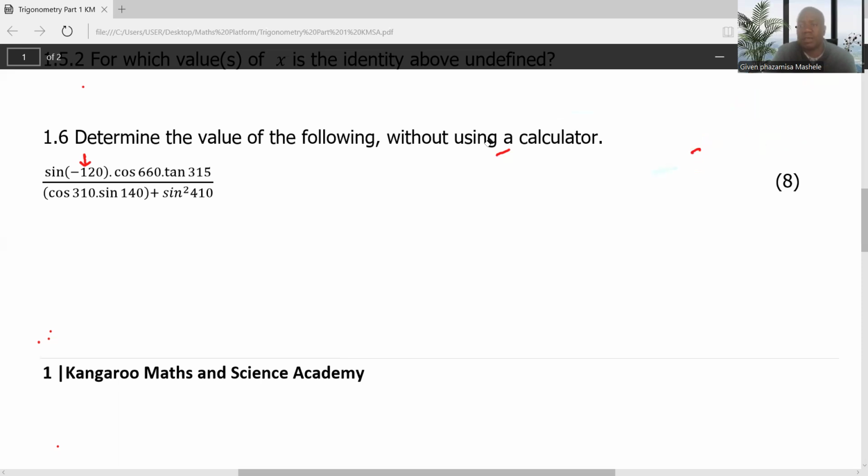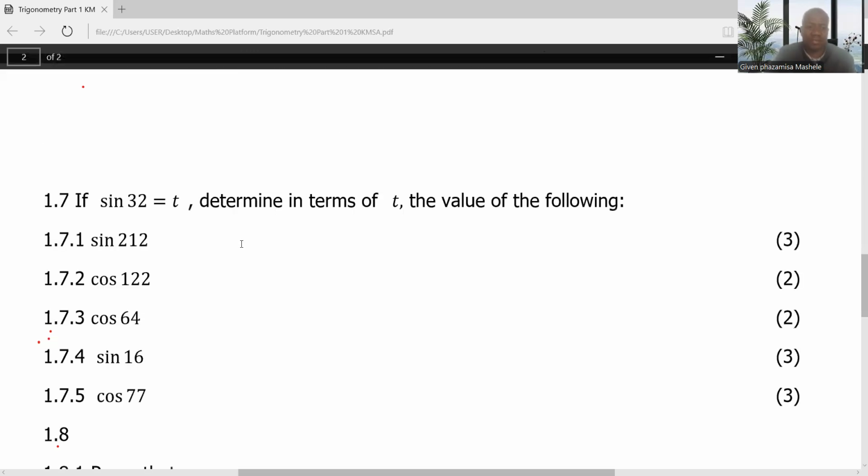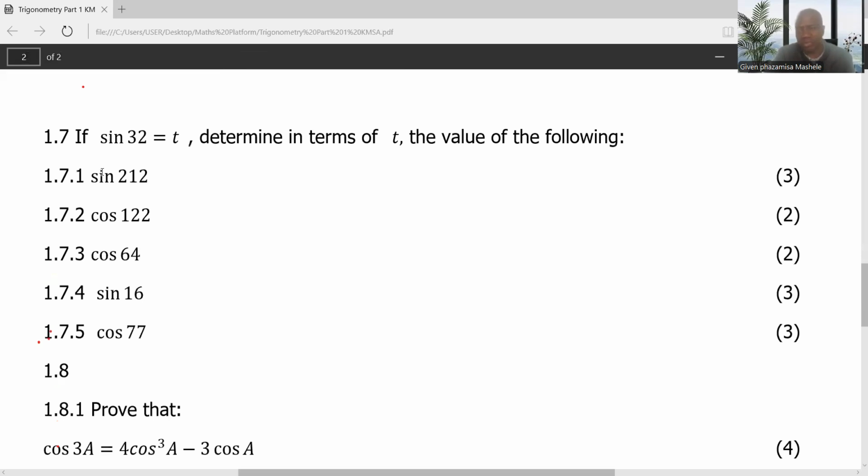Just a minute, guys. I want to raise these questions. 1.6, yes, 1.7. And this is one of the most important questions, guys. If sine 32 equals t, determine in terms of t, very important, the following.